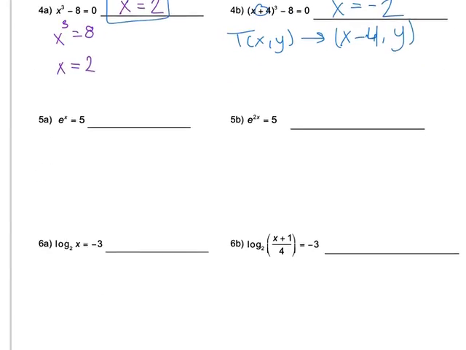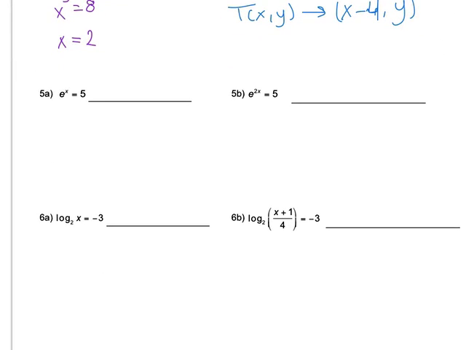Let's look at this one. Now, e to the x equals 5. How do I get that variable x out of the exponent? You would take the natural log of both sides. So natural log of e to the x equals natural log 5. Well, we know that this x comes down, and the natural log of e is just 1. So x equals natural log 5.